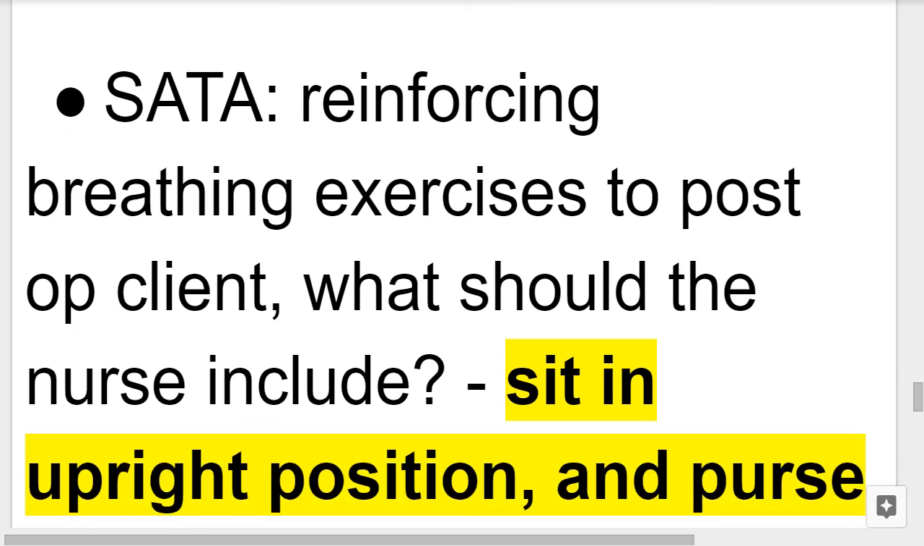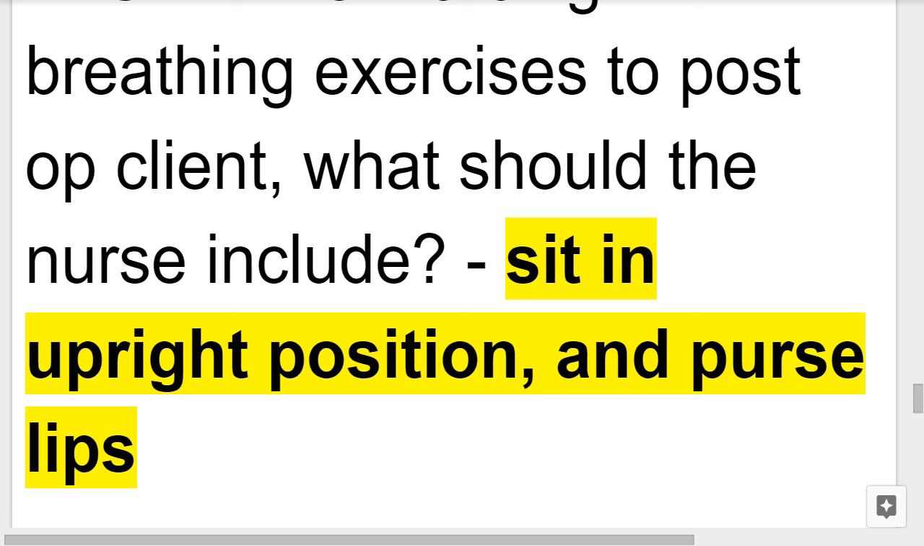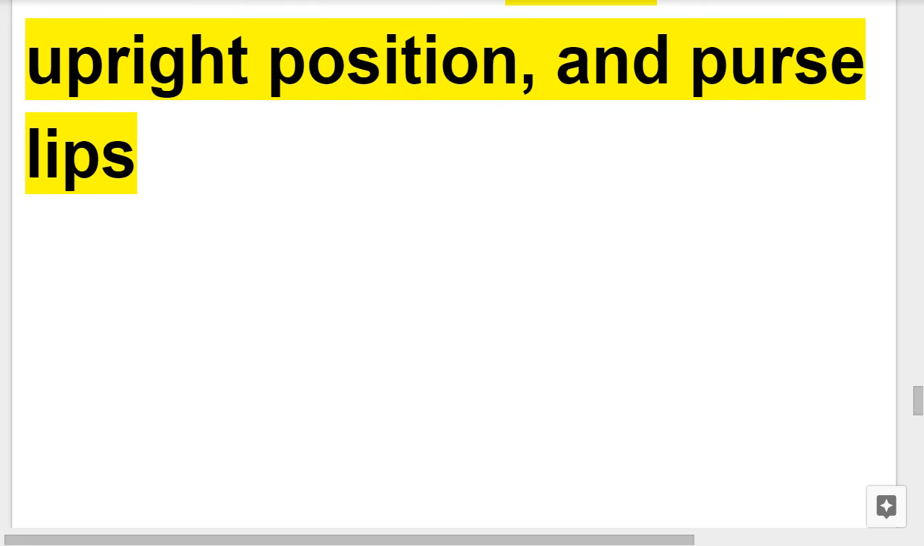Reinforcing breathing exercises to a post-op client. What should the nurse include? Sit in an upright position and purse lips.